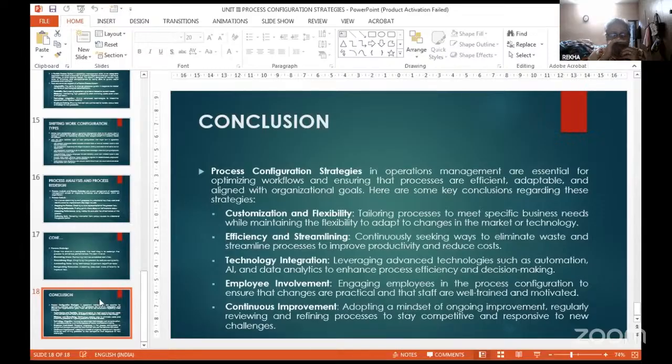Then continuous improvement has to be there. As I told you, this concept of Kaizen was given by the Japanese. Adopt a mindset of ongoing improvement, regularly reviewing and refining processes to stay competitive and responsive to new challenges. Because the business world, or the environment in which we are living, is not constant. It is changing all the time. So we have to be tuned to it and ready to adapt ourselves and change whatever we are making according to the requirement and need of the customers.